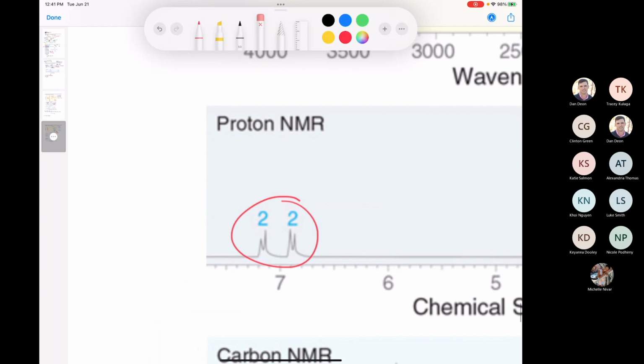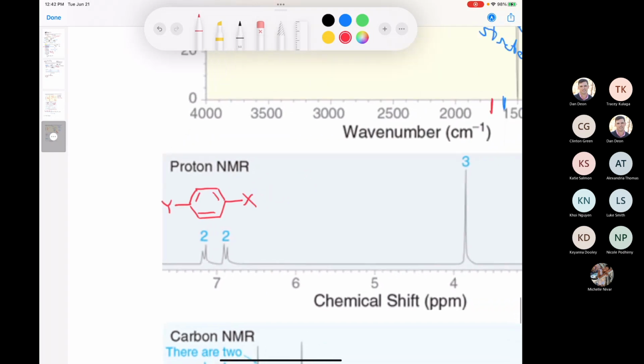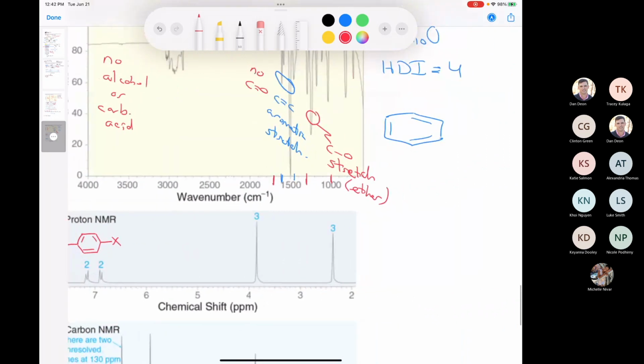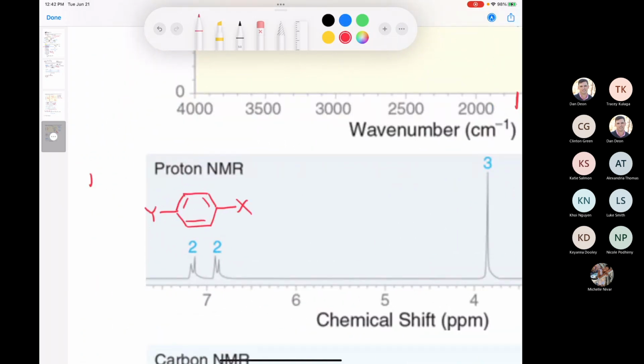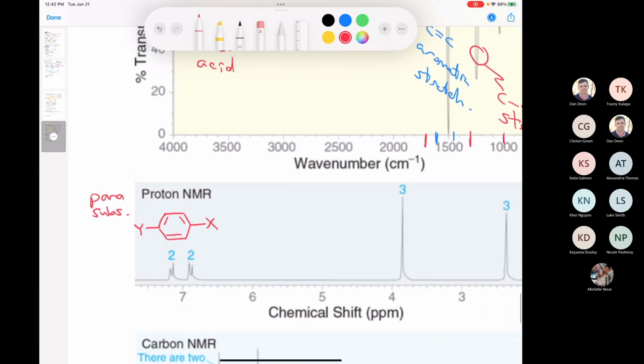Whenever you see a pair of doublets in the aromatic region and they're leaning in towards each other, like this, one going like this and one going like that, what that means is that you've got an aromatic ring with 2 different substituents on opposite ends, X and Y. So we know that we have an aromatic ring that's got something on here and something on here. This is called para-substitution. That's the name of it. All right, so we've got that.